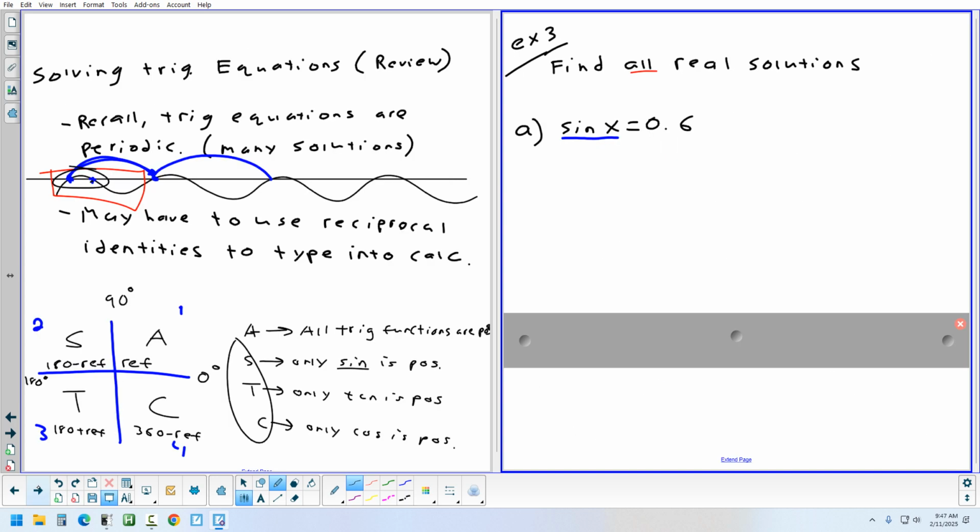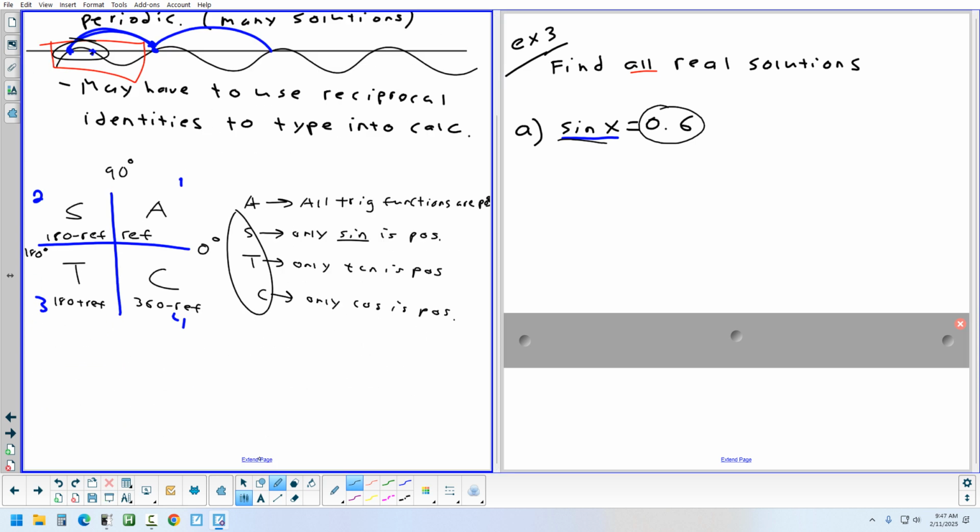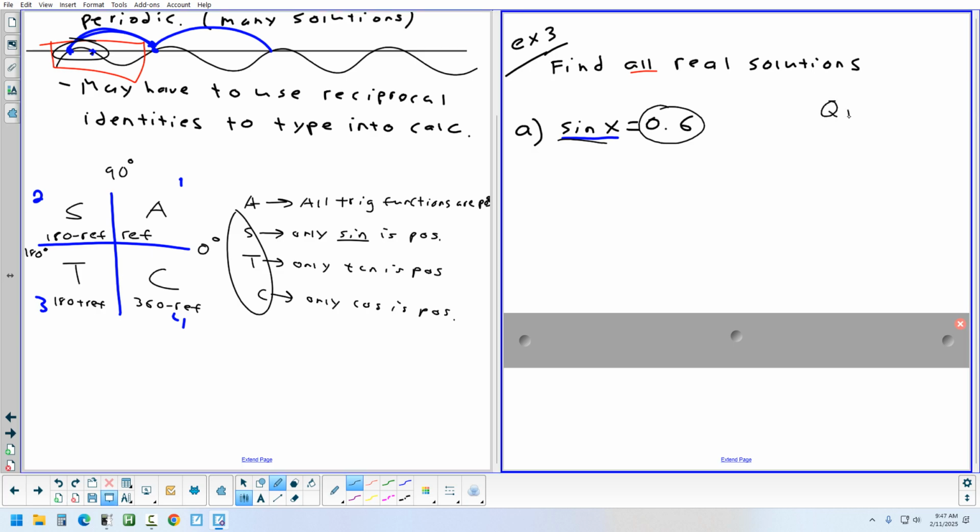First, let's identify what quadrants our answers are going to be in. You have sine equal to a positive number. 0.6 is a positive number. What 2 quadrants does the sine equal a positive number? Yeah, 1 and 2. So off to the side, I'm just going to write that down to remind me I'm looking for answers in quadrants 1 and 2.